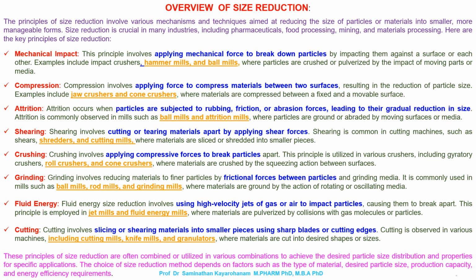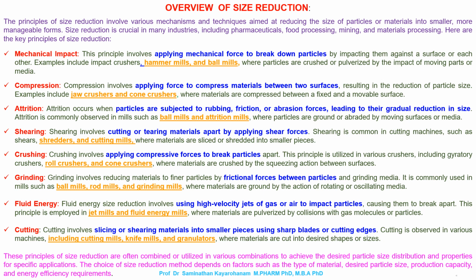Fluid energy. Fluid energy size reduction involves using high-velocity jets of gas or air to impact particles, causing them to break apart. This principle is employed in jet mills and fluid energy mills, where materials are pulverized by collisions with gas molecules or particles. Cutting. Cutting involves slicing or shearing materials into smaller pieces using sharp blades or cutting edges. Cutting is observed in various machines, including cutting mills, knife mills, and granulators, where materials are cut into desired shapes or sizes. These principles of size reduction are often combined or utilized in various combinations to achieve desired particle size distribution and properties for specific applications.